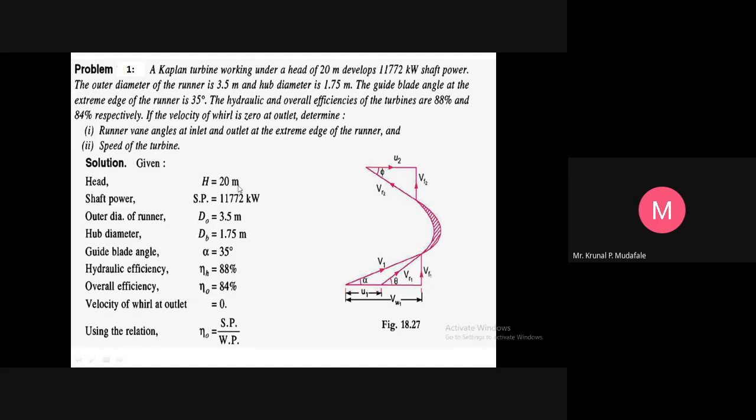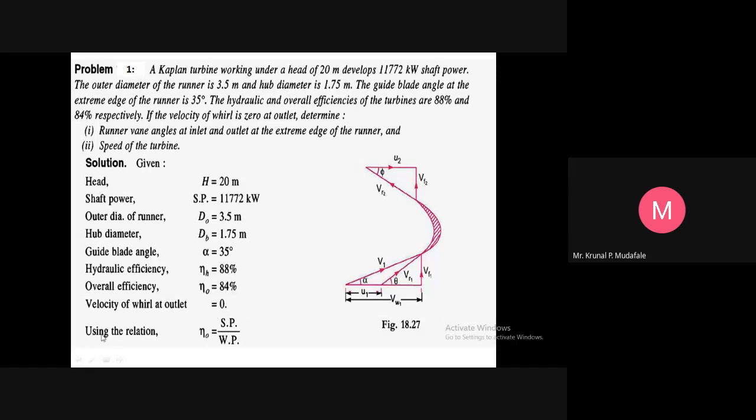The head is 20 meters. Shaft power, the output power, is 11,772 kilowatt. Outer diameter of the runner, Do, is 3.5 meter. Then hub diameter, Db, is 1.75 meter. Then guide blade angle alpha is equal to 35 degrees. Hydraulic efficiency is 88%, overall efficiency 84%. Then velocity of whirl at outlet is 0, that is Vwt equals 0.